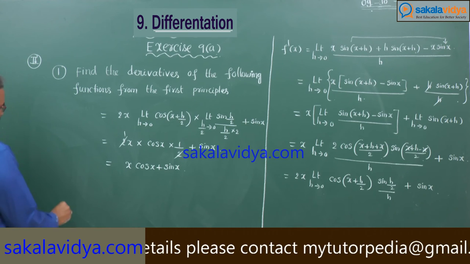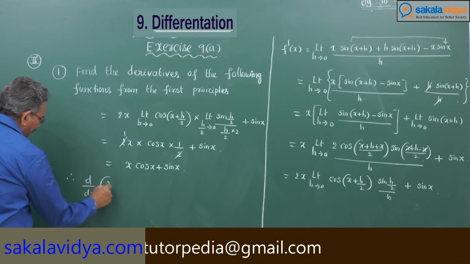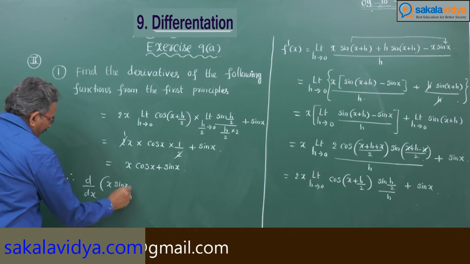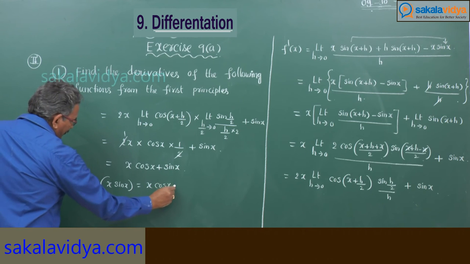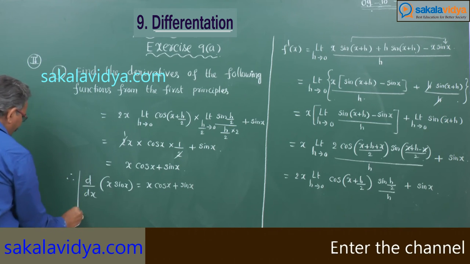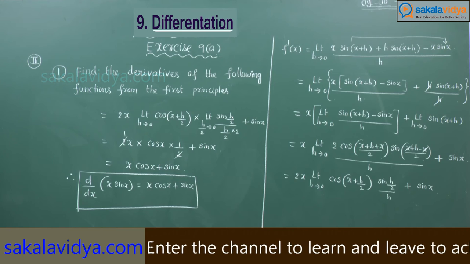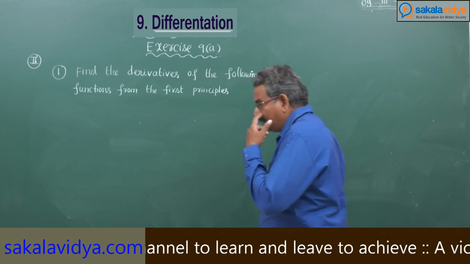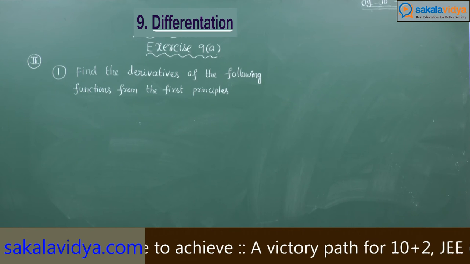So therefore d by dx of x sin x is equal to x into derivative of sin x, which is cos x, plus sin x into derivative of x, which is 1. So next problem, let us move to the 11th one.